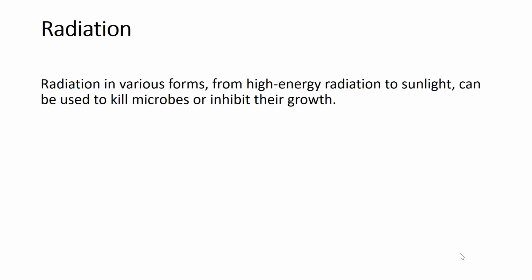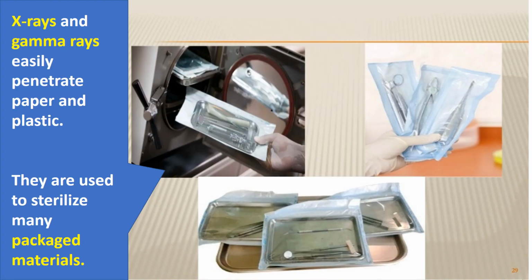Okay, besides heat and pressure or low temperature, there's also radiation. And I briefly mentioned the UV ultraviolet light for disinfecting an operating room. So radiation in various forms, from high energy radiation to sunlight, can be used to kill microbes or inhibit their growth. In particular, most people use a form of X-rays and gamma rays because they easily penetrate through plastic and paper.